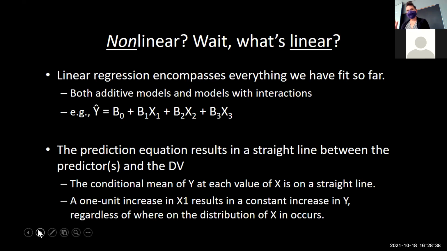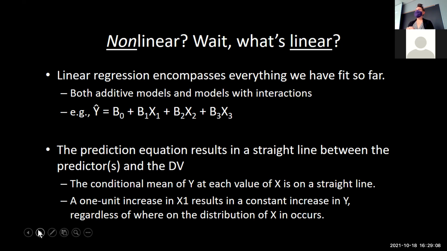But first, the linear equations that we've been using, the GLM, the general linear model, or regression models, they are additive models, or they're models that have interactions in them. But essentially, the prediction models that you're creating, these prediction lines that you're making, they all result in a straight line. One straight line that connects the predictor with your outcome variable.